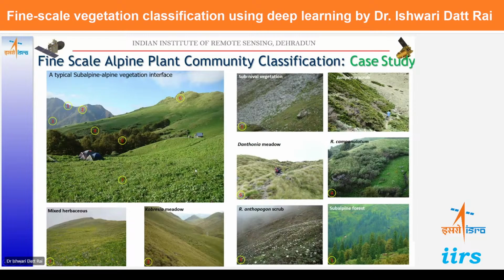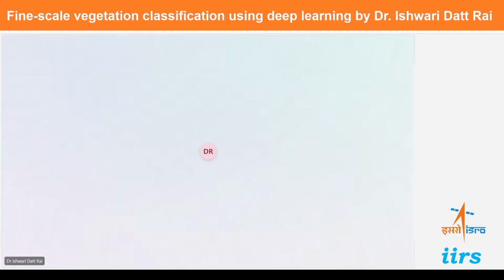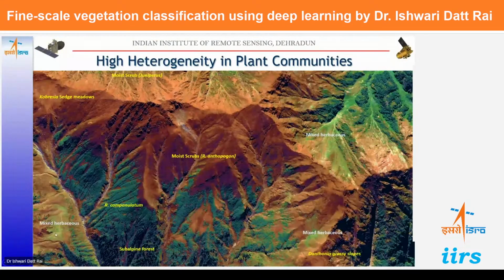short distance. The green shades, basically, are different communities themselves, like the mixed herbaceous. They have multiple communities distributed as per the microclimatic conditions.